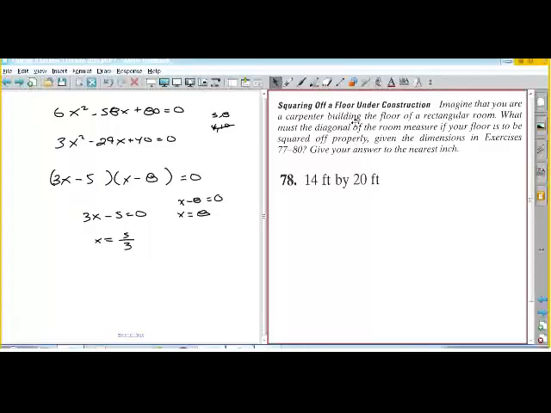Okay, the rest of them are easier than that. So this actually is a scaling thing here. Imagine a carpenter building a floor of a rectangular room. What must the diagonal of the room measure if your floor is to be squared off properly? Oh, okay, this is actually a Pythagorean theorem thing. So I hired a carpenter to take measurements for me. Well, interestingly, this is actually what carpenters use, this exact procedure.